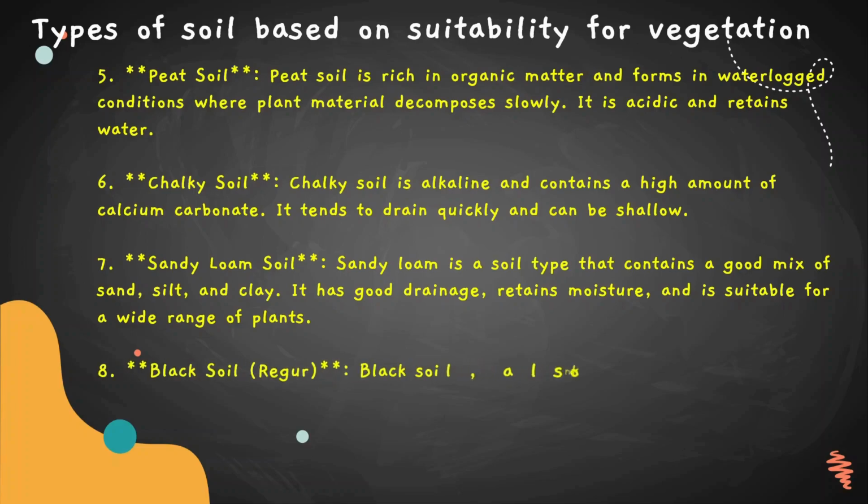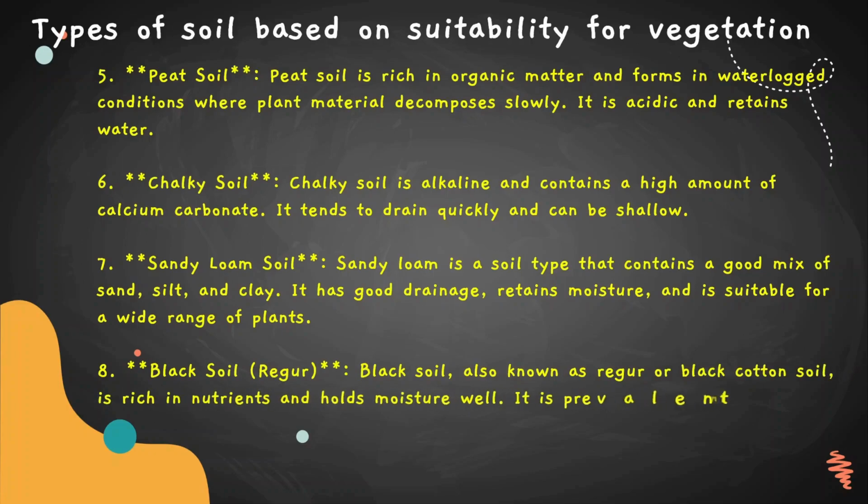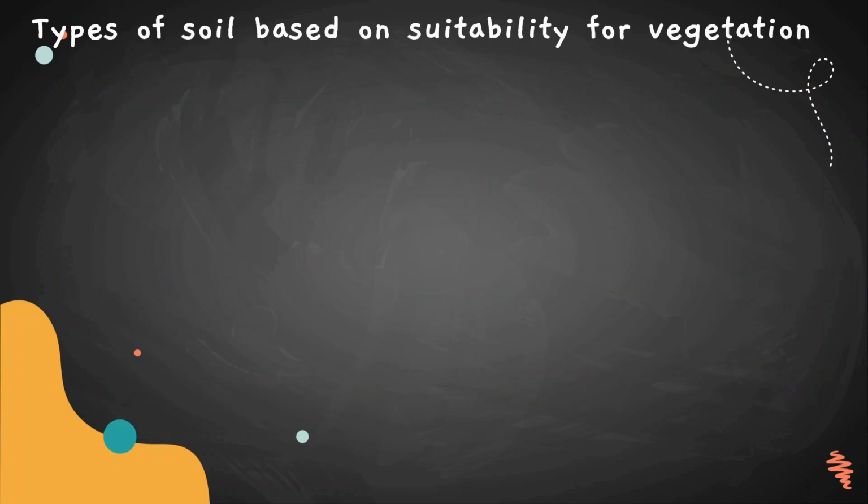Then in eighth position, we have black soil, which is also called regur soil. Black soil, also known as regur or black cotton soil, is rich in nutrients and holds moisture well. It is prevalent in regions with a semi-arid climate. Like we know, cotton is very good in black soil.